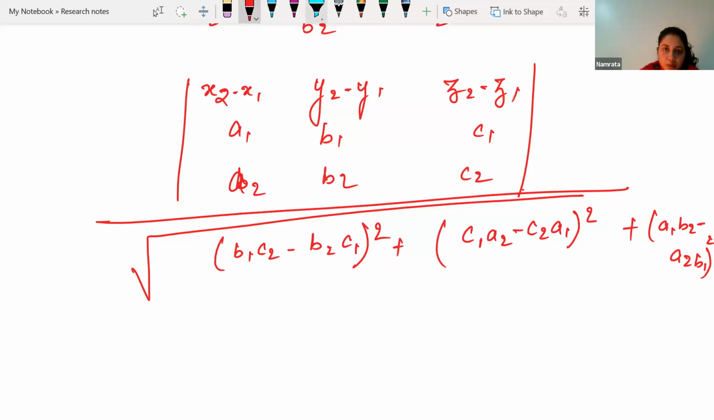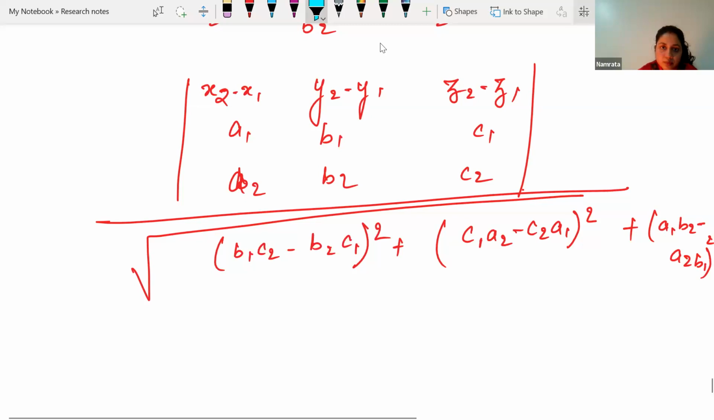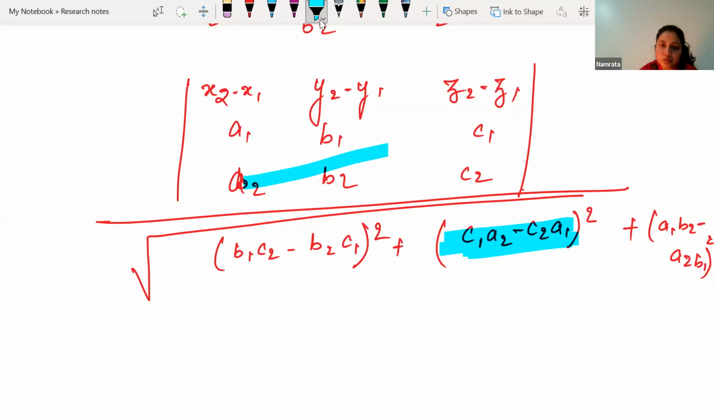How will you memorize this, or keep it in mind? You can see this one, b1 c2 minus b2 c1, is just the way we solve the determinant. Similarly the other one: c1 a2 minus c2 a1, we just multiply this with this and this with this. The last one is also the way we solve determinants, that is a1 b2 minus a2 b1. This way you can keep it in mind.